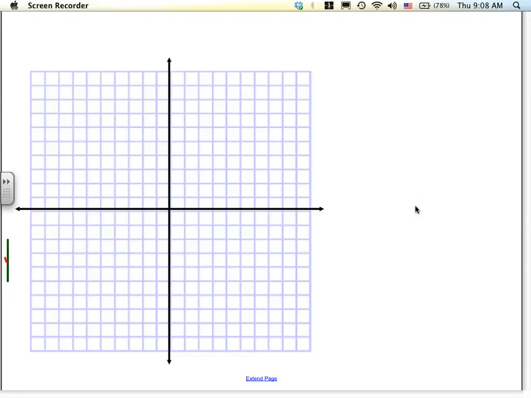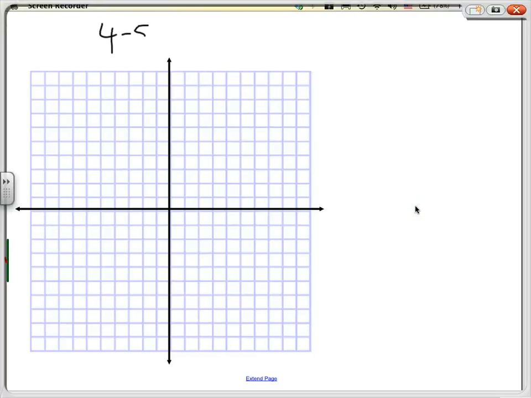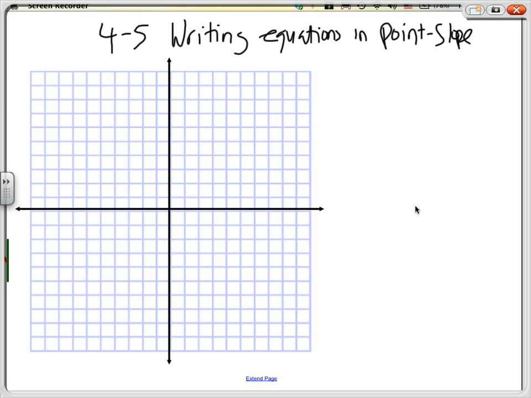So today, our lesson is going to be on not graphing, but writing. Okay, I'm going to talk about that in a minute, what point slope form is. But before we start, I want to go ahead and start with what we did yesterday, okay?